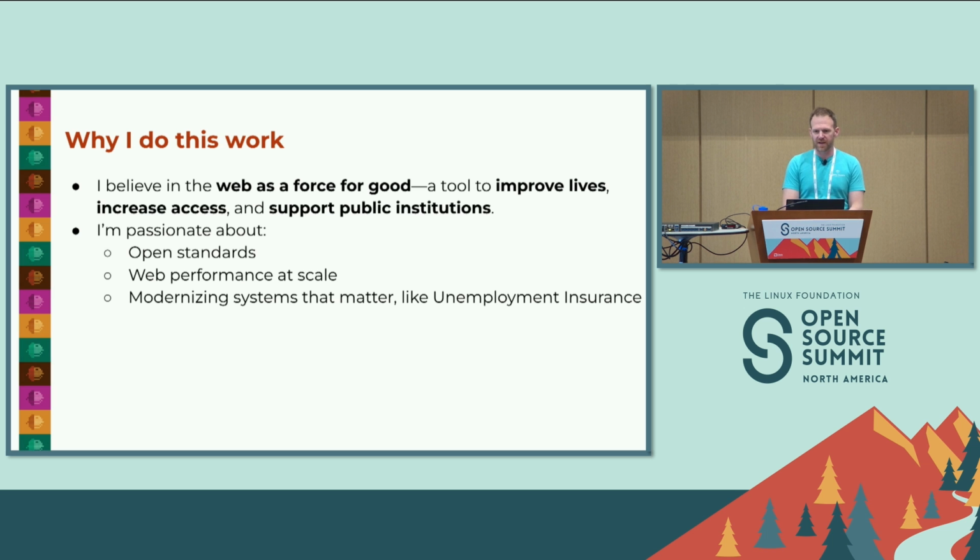I do this work because I see the web as a force for good. I think open standards are a really powerful concept, and I think it has the ability to improve lives. Bringing that to government technology is a worthy goal. I'm passionate about open standards and performance and all the things that I said.